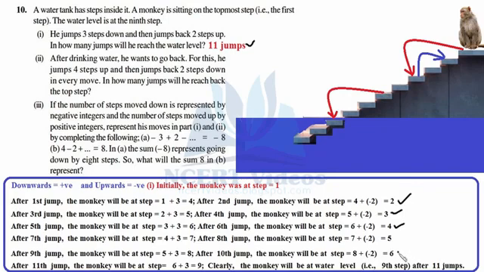So totally, after 11th jump, the monkey will be at 6 plus 3 is 9. And we were given that the water was at 9th level. So it took him 11 jumps.